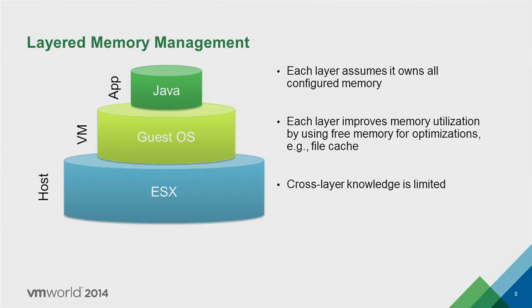And then each layer, it's almost like a wedding cake, right? Each layer has different flavors and a different flavor of memory management. ESX does one flavor of memory management, the guest OS does another, and Java uses garbage collection for its own memory management, right? So each layer uses a different kind of memory management. That is why it is pretty difficult in a virtualized environment.